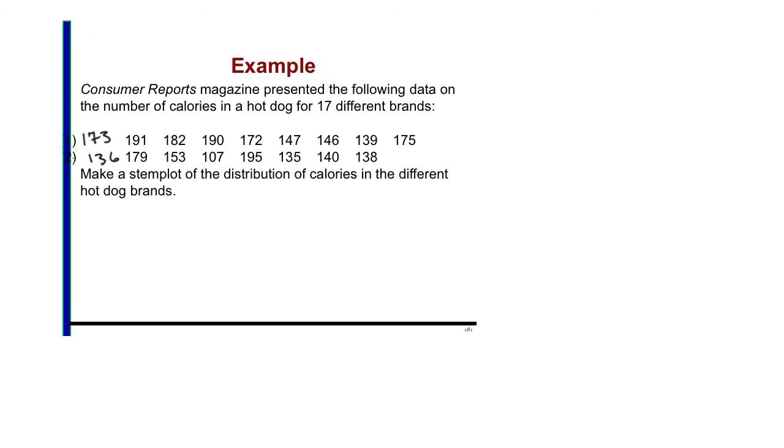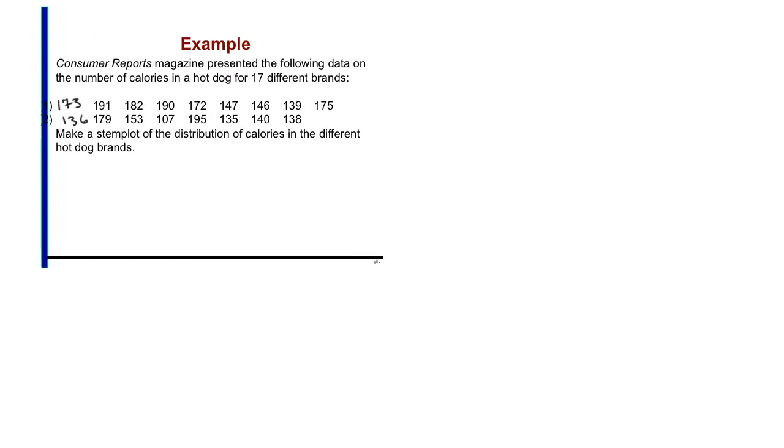So what we're going to do, move this around. Why don't we use the first two numbers for our stems? So our lowest number is this 107. So our stem for that is going to be 10. And then we have to go all the way up to 191. So our stems have to go all the way up to the 190s. So the 10 up here is going to be the 100s. The 11 is going to be the 110s.